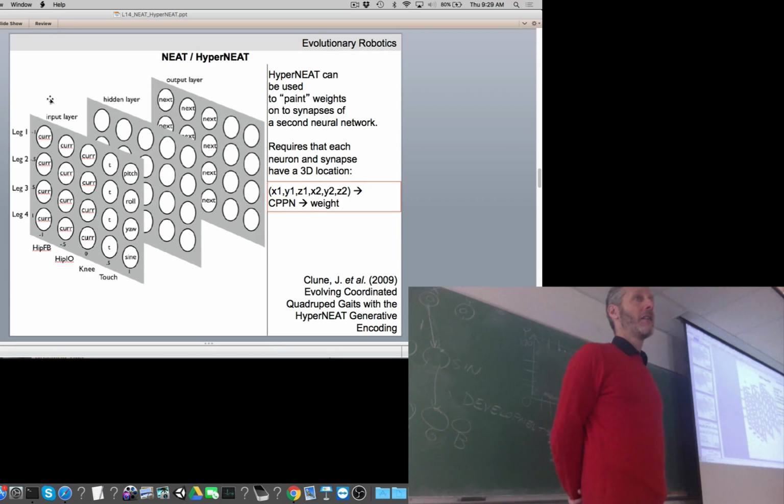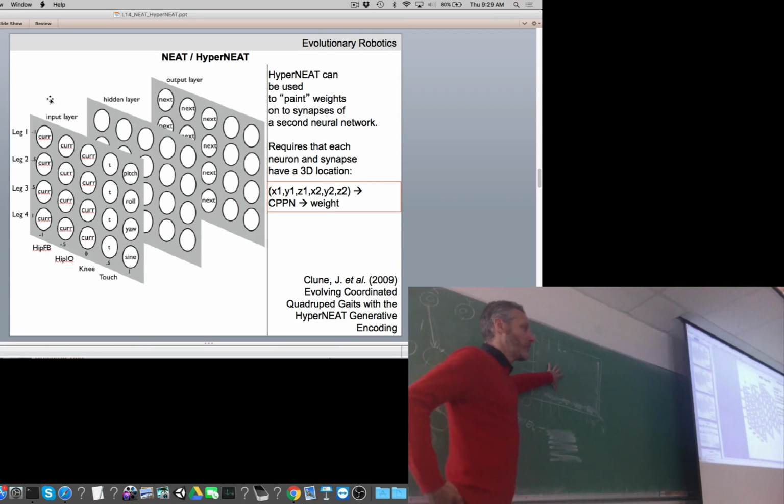Do they use HyperNEAT to symmetrically give the quadruped the same weights and synapses? Very close. They're going to paint weights onto the synapses in this 3-dimensional space. So we're now going to make a jump. Before we were just looking at HyperNEAT, which is painting grayscale or color, or in Uber's case, painting routes onto a city map. Right?